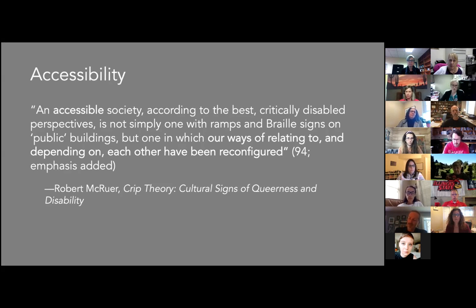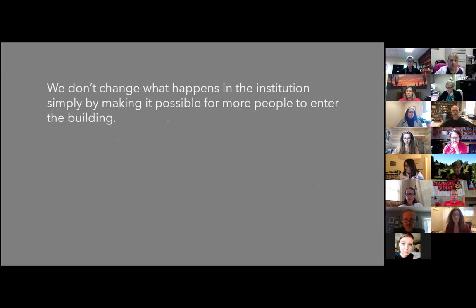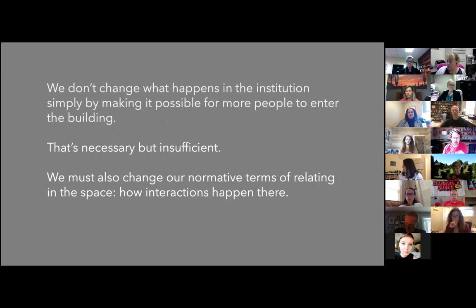And accessibility here, I'm using Robert McRuer's definition, and he argues that an accessible society, according to the best critically disabled perspectives, is not simply one with ramps and braille signs on public buildings, but one in which our ways of relating to and depending on each other have been reconfigured. And I just really love that way of talking about accessibility. So we don't change what happens in the institution simply by making it possible for more people to enter the building. That's necessary but insufficient. So we also have to change our normative terms of relating in the space, how the interactions happen there.